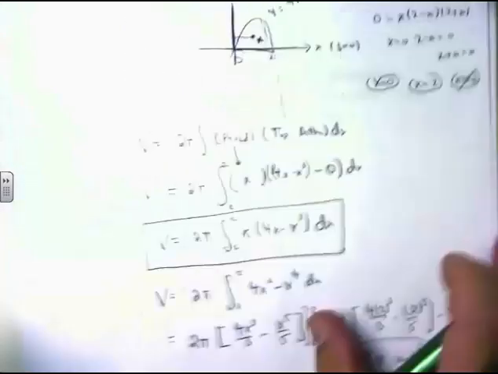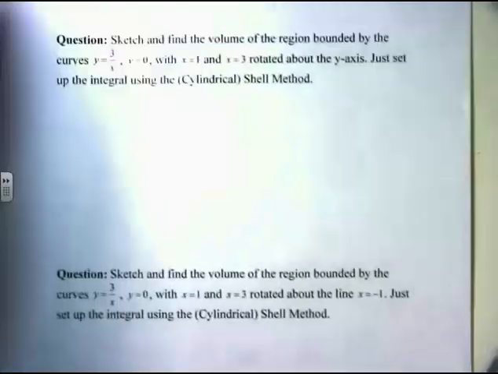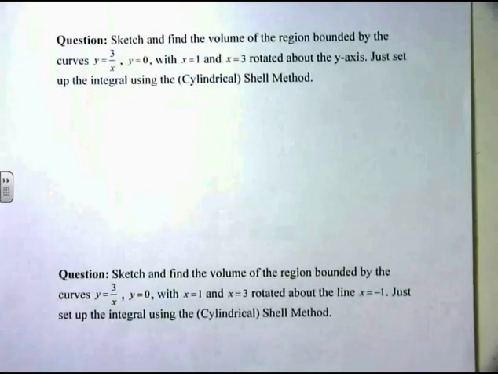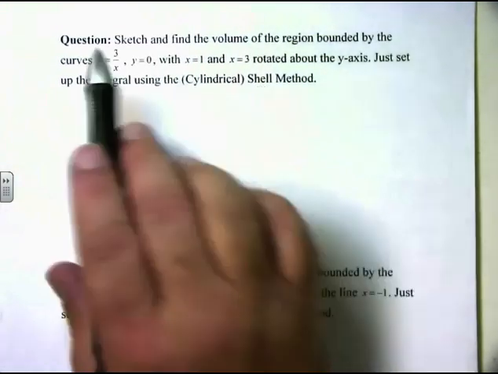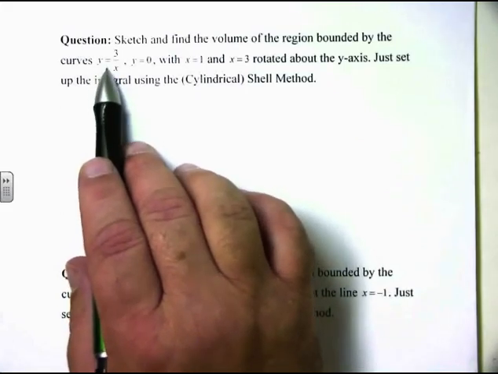Okay, let's look at another problem. There's only 2 more left. All right, sketch and find the volume of the region bounded by the curves y equals 3 over x, y equals 0, x equals 1, and x equals 3. Rotate about the y-axis. Just set up using the cylindrical shell method. Because in this problem, you can use either one, disk washer or shell method, 7.2 or 7.3 method.